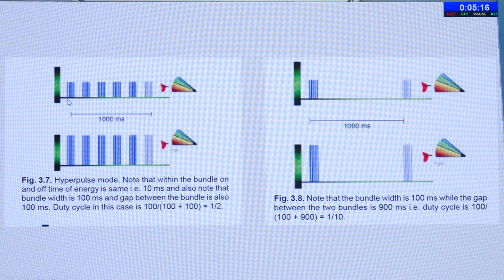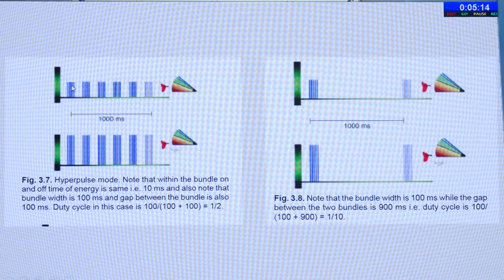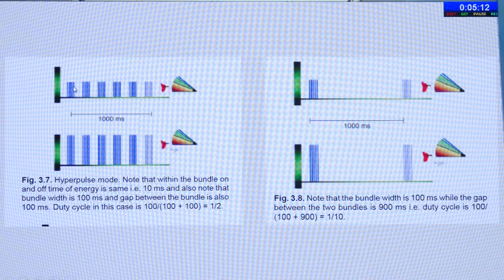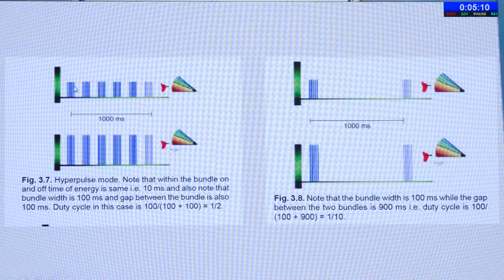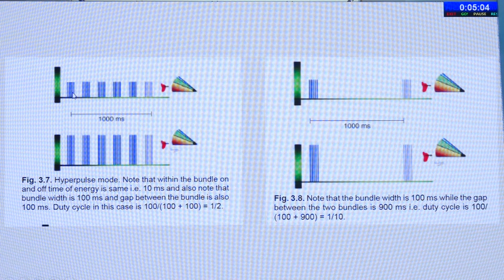So this is one bundle. These are different pulses in one bundle. The on and off time between these pulses within this bundle will be the same, but we can vary the time between the bundles, between the two bundles. Now you see in this example, this is one bundle, this is the second bundle, but the time gap between all of them is equal. And again, this is based on linear also.